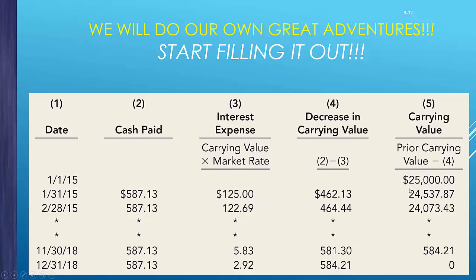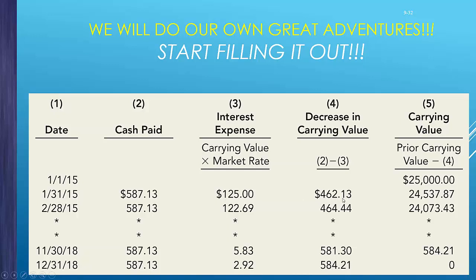So let's say I take out a loan for $25,000, and these are my monthly mortgage payments. And so what I do is I say, okay, I took out this much. How much is my interest expense? I take the $25,000 times the interest rate, and I come up with $125. So the decrease in the carrying value, meaning how much of my $587.13, which was my monthly payment, how much of that is being applied to interest, and how much of that is being applied to the principal.